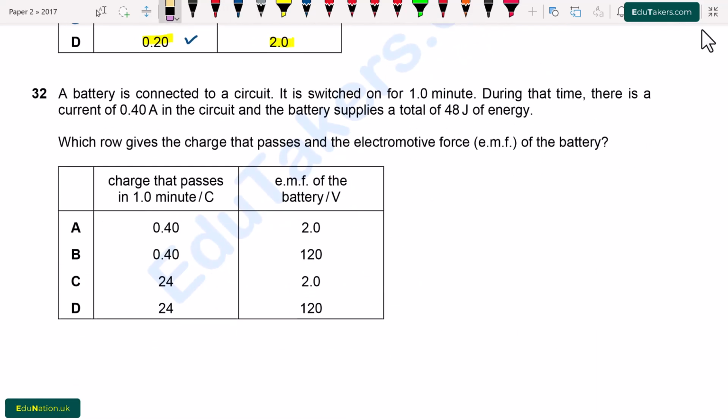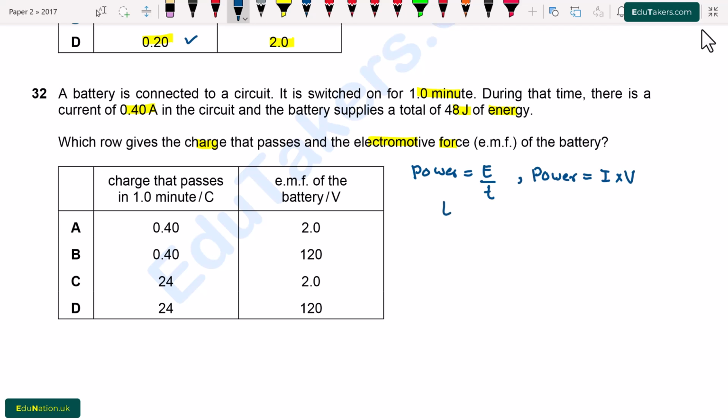Question number 32. A battery is connected to a circuit. It is switched on for 1.0 minute. During that time, there is a current of 0.40 ampere in the circuit and the battery supplies a total of 48 joule of energy. Which row gives the charge that passes and the electromotive force EMF of the battery? So here we know that power is equal to E by T, which is the rate of transfer of energy, and also power is the product of current and electromotive force. So I write here I multiplied by V. As the left hand side is equal, the right hand side must be equal.